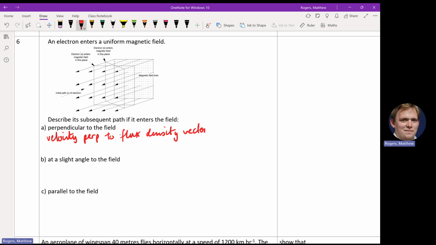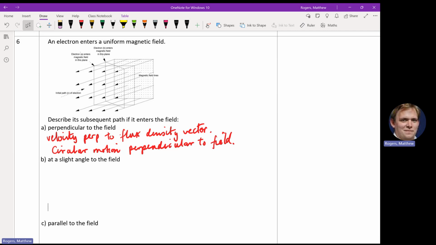vector. So when we come to use Fleming's left-hand rule, the velocity of the particle and the field are always at 90 degrees to each other. This means we get a force that acts at 90 degrees to both. If we have a force that always acts at 90 degrees to the velocity, we get circular motion. So circular motion perpendicular to the field.